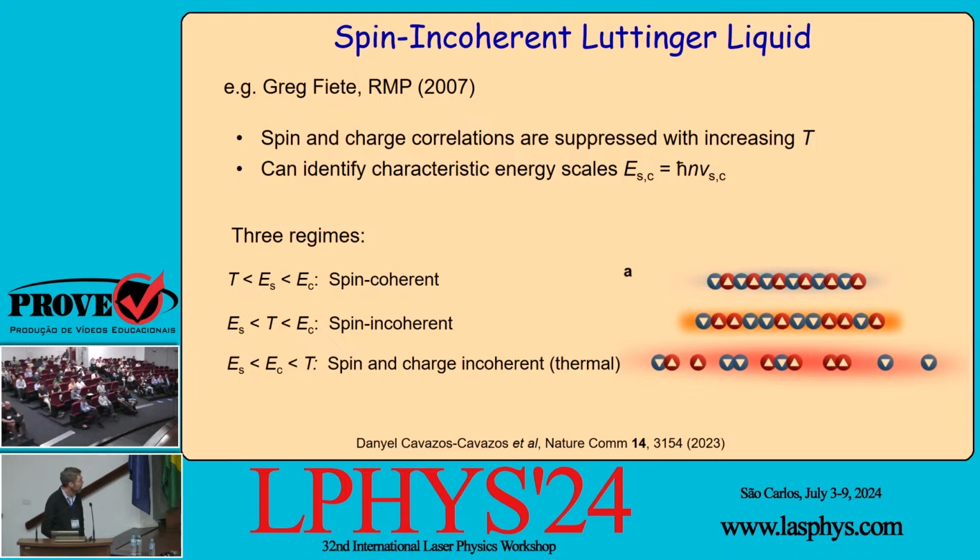All right, so let me just mention before I finish up that there's also something called a spin incoherent Luttinger liquid. The spin and charge correlations are, of course, suppressed with increasing temperature, and that temperature is lower for the spin than it is for the charge because the spin becomes incoherent at a higher temperature. The spin mode is more fragile. So the energy scale for spin and charge are given here in comparison to temperature. This is a completely spin coherent regime, this is spin incoherent regime, and this is just thermal gas.